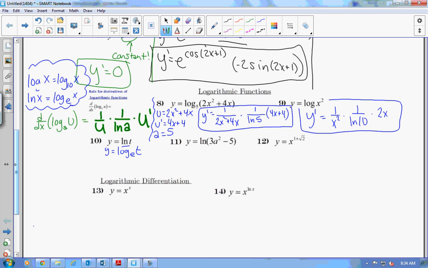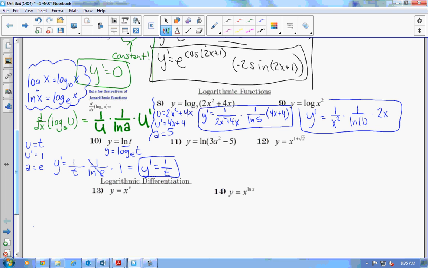Okay, so number 10, just to review, u was t, u prime was 1, a was e. So our derivative y prime is 1 over the u, so 1 over t, times 1 over natural log of the base e, times u prime, which is 1. Natural log e, though, is what? 1. So identify that as being 1. So we get y prime equals 1 over t.